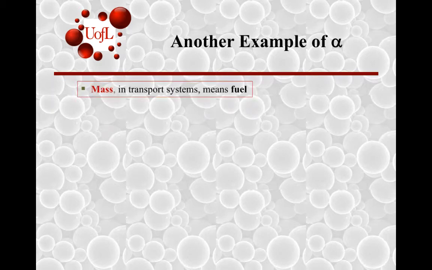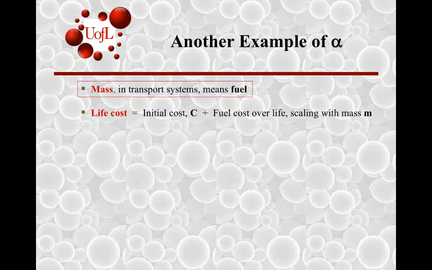Here's another example. You can imagine that for different kinds of transport systems, whether it's a bike, a car, a truck, a plane, the heavier the material of construction, the greater is the fuel consumption. So over the lifetime of using that transportation system, you have an initial cost because of it having been fabricated by a certain material and meeting a certain design, and then the overall fuel consumption. And the greater the mass, the greater the fuel cost.